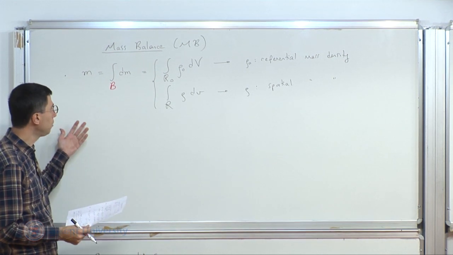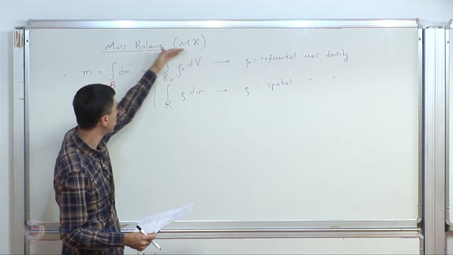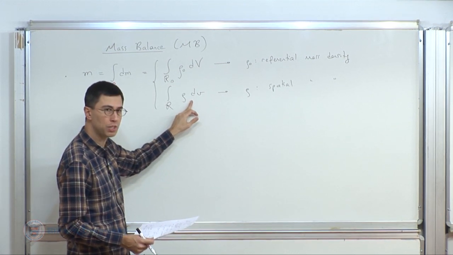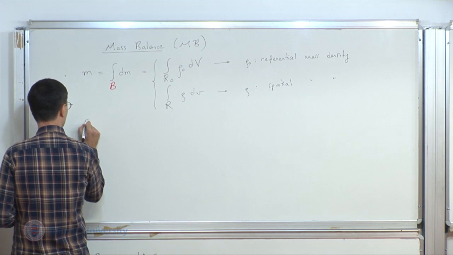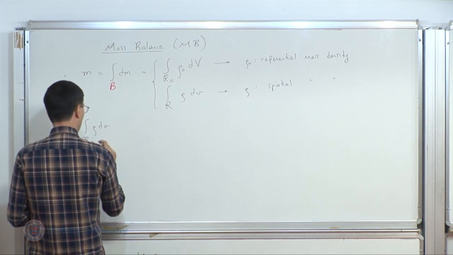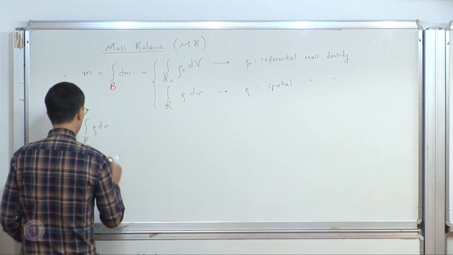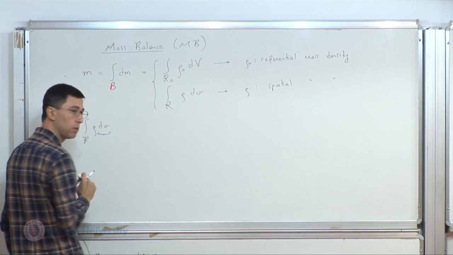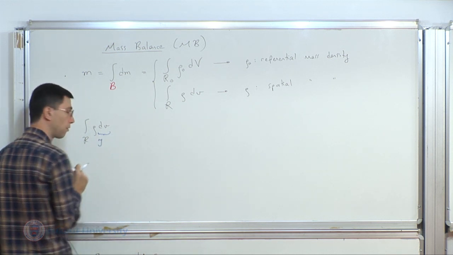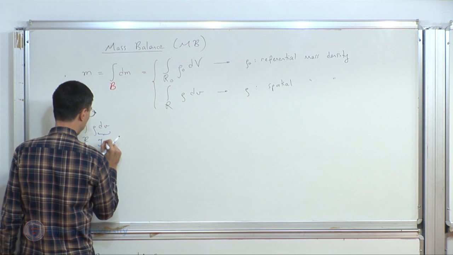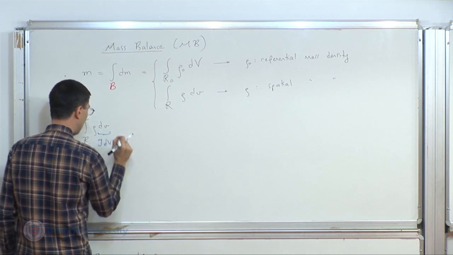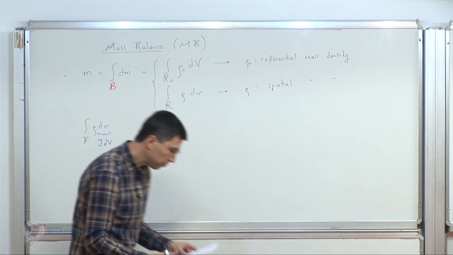Okay, so now that I have these two concepts, mass is expressed either like this or like that, and they are equal to one another. I can start with this expression over here, and I can write the integral of rho dv, which is equal to the total mass, and I can now recall the map of infinitesimal volume elements from reference to current configuration. It's governed by the Jacobian of the mapping, the determinant of the deformation gradient tensor, dV, right?